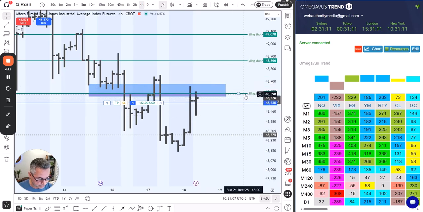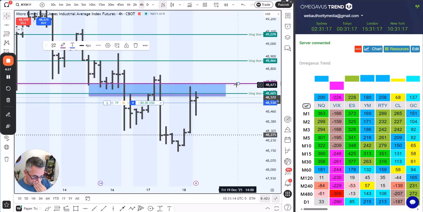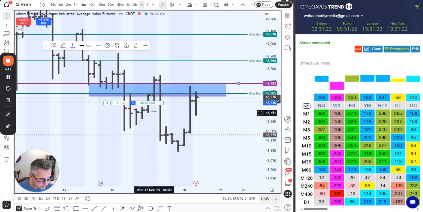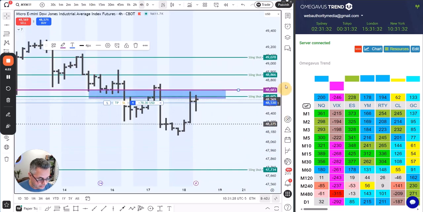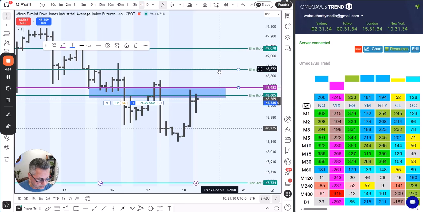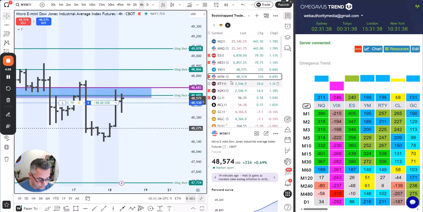Targeting to the upside, I missed one here. Hold on, I'm going to show it to you. There you go. So the next targets are, that green line was one target. So I have 5. I closed 1 in there. But anyway, 48,683, 48,866, 49,078. I don't have any other further targets. I'm going to keep it within those confines for now. Let's just move into the Russell.